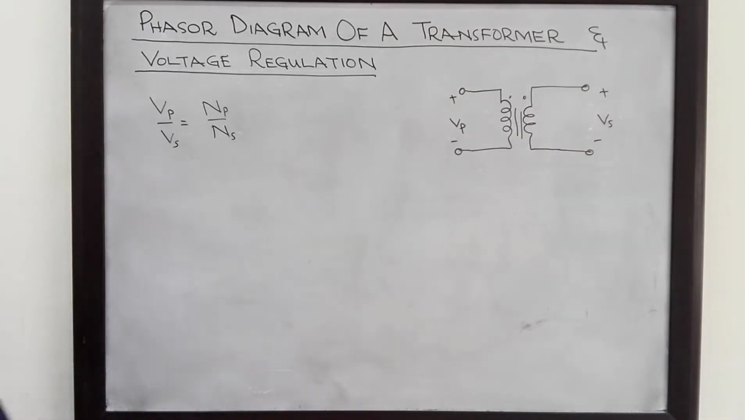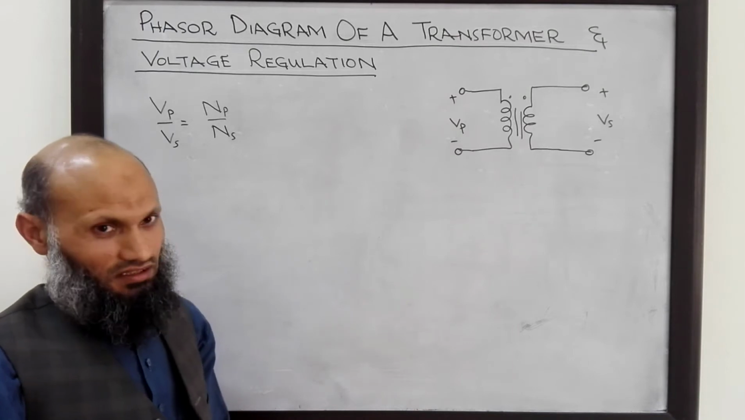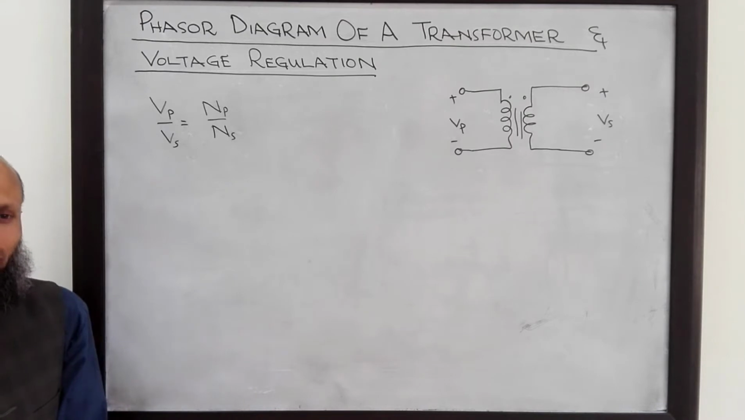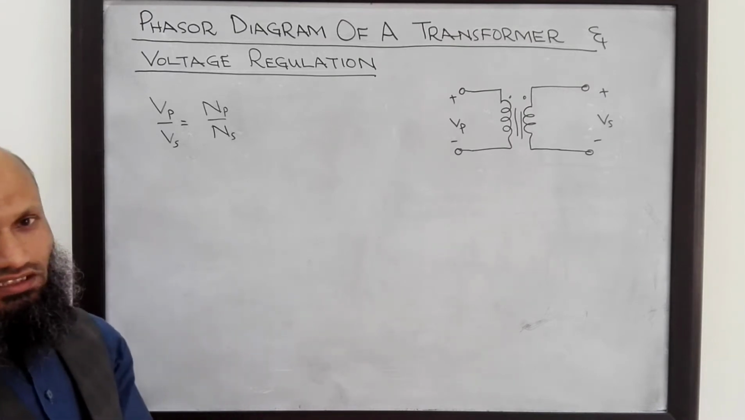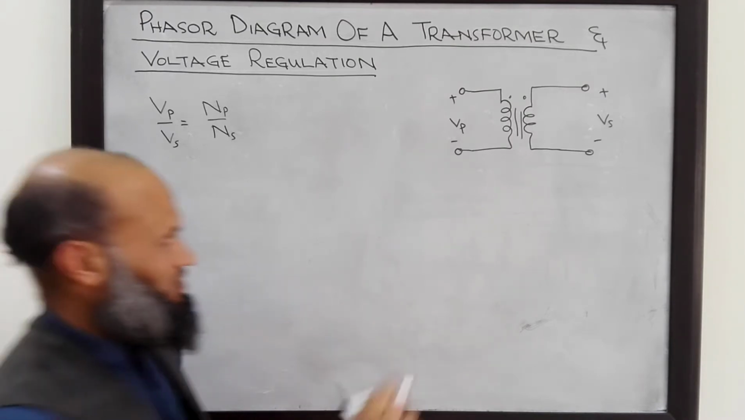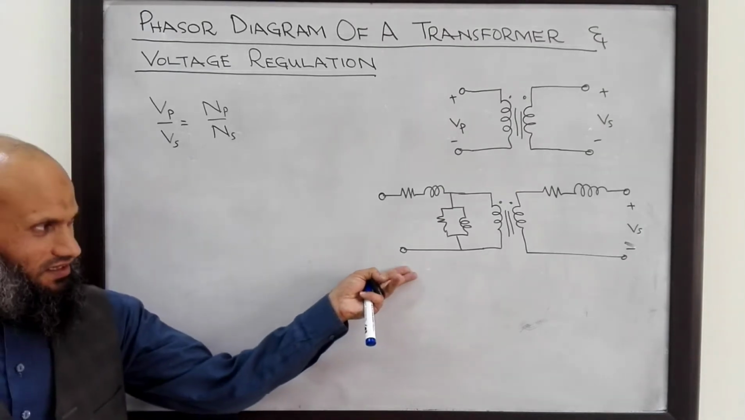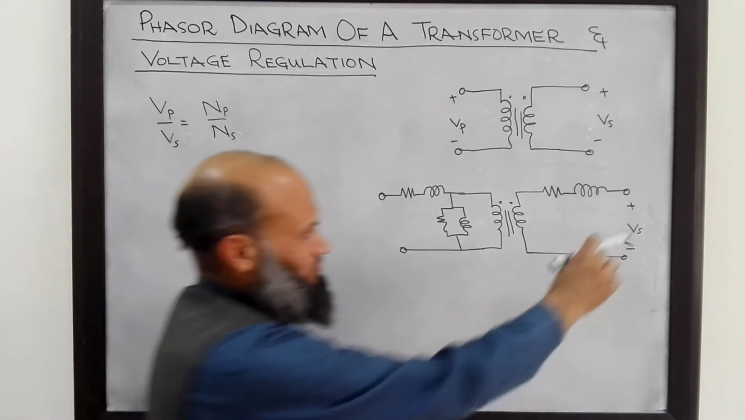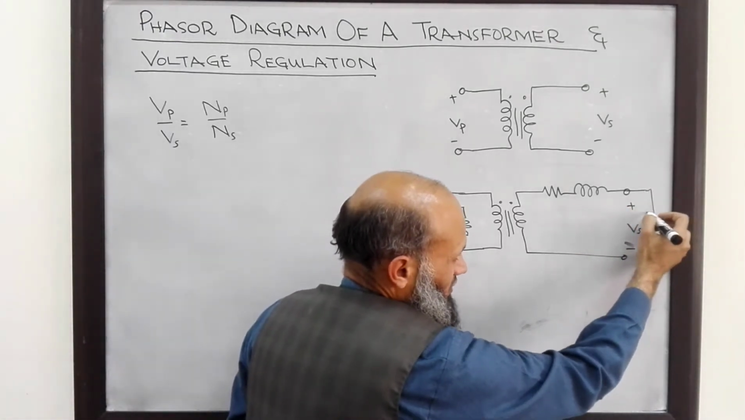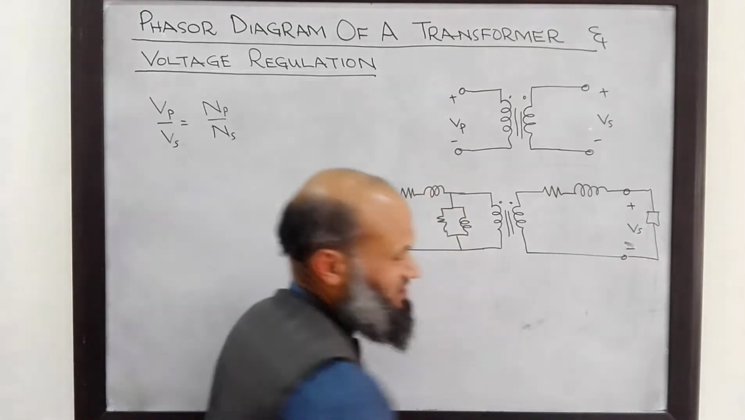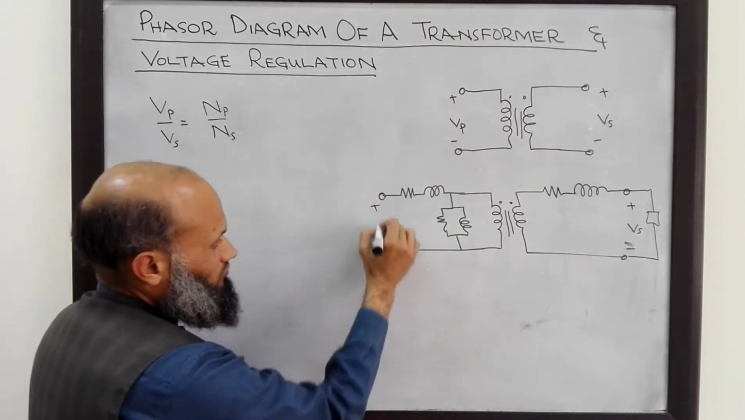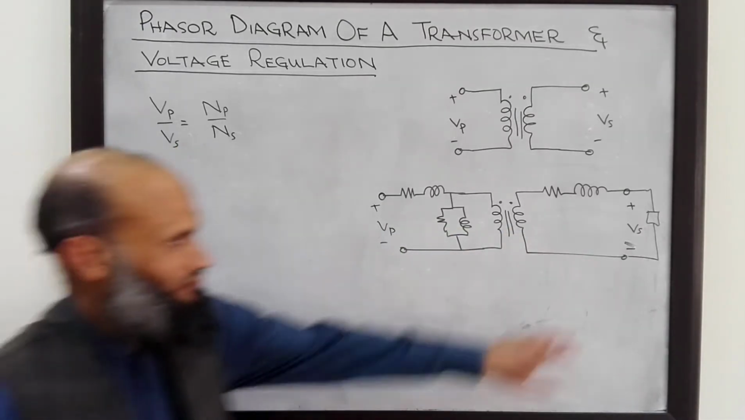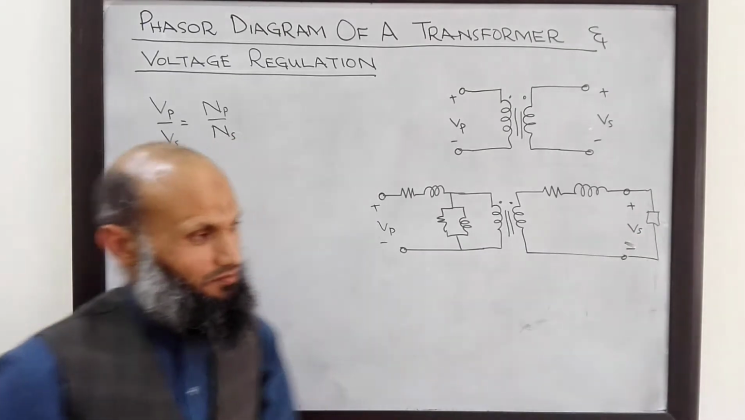remains constant. However, what happens in our real transformer is that the secondary voltage changes with changes in the load connected to the transformer. Here is the equivalent electrical circuit of a real transformer. For a real transformer, the secondary voltage changes with variation in the load connected on the secondary side, even if primary voltage is kept constant.